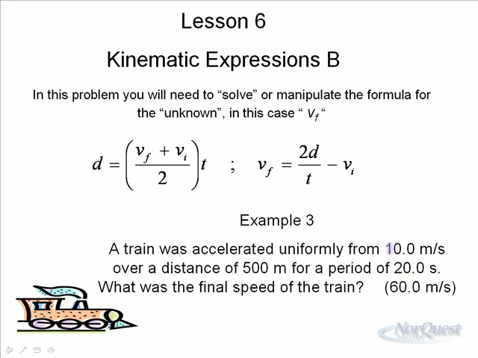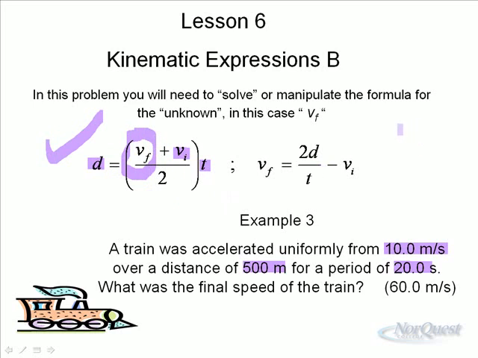So when you tear apart this question, 10 meters per second, well, that means we started there, that's vi. So this time it wasn't at rest, it was moving. Over a distance of 500 meters, well, that is d. For a period of 20 seconds, that's the time. So they've given you 3 of the 4 variables. The one that they didn't give you is vf. So we have to manipulate this formula and turn it into a formula that is solved for vf.